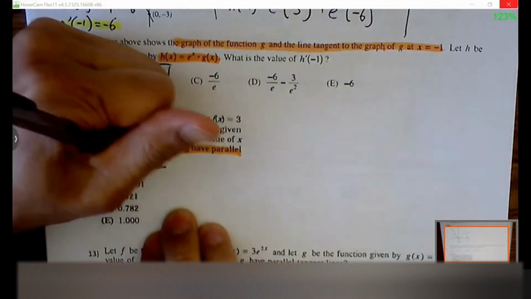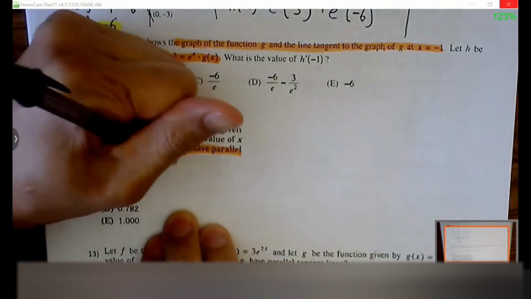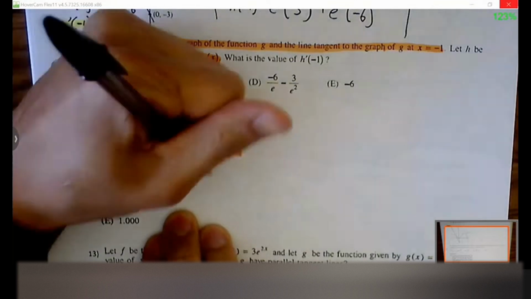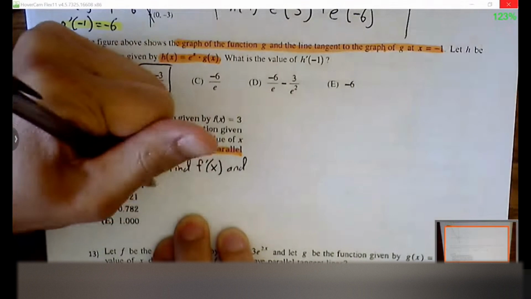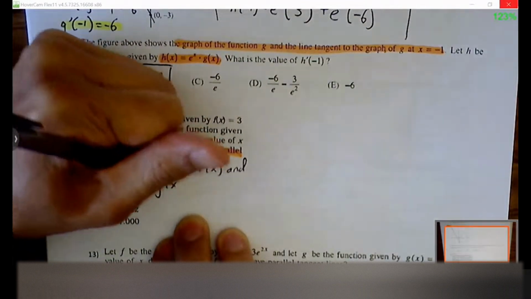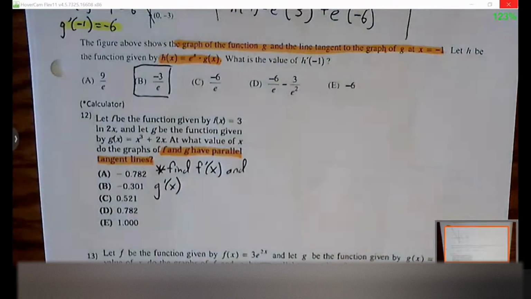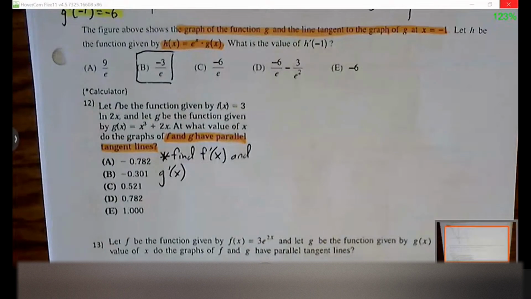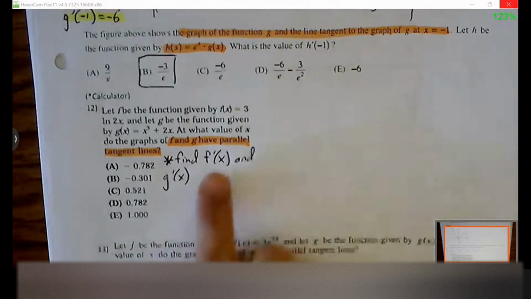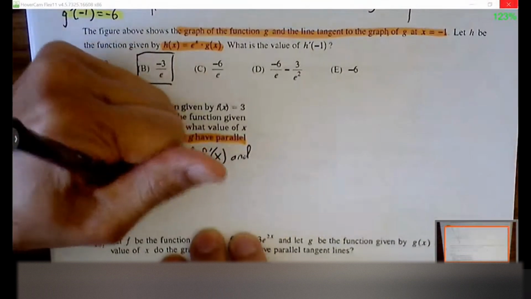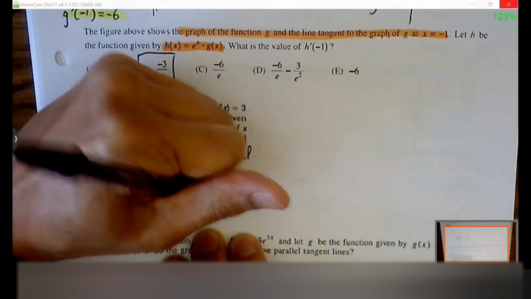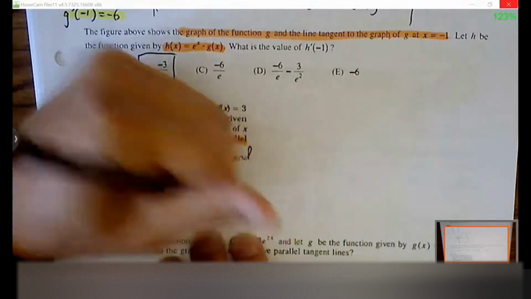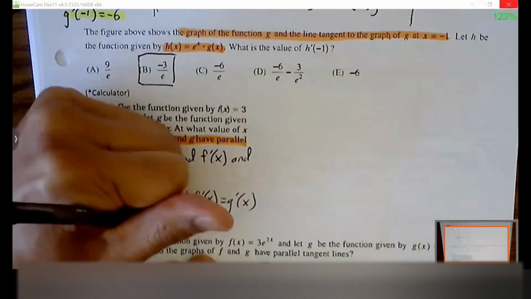Okay, so what we're going to do is we're going to find f prime and g prime, because we know f prime and g prime is where information about a function's slope is found. And we're going to set them equal to each other. And then we'll solve for x.